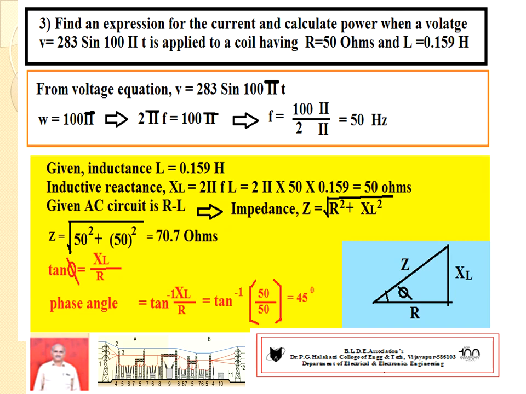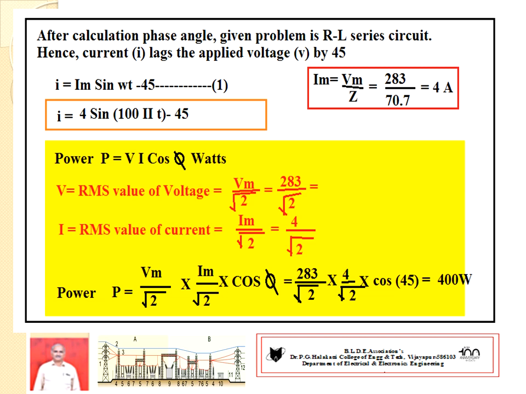From the impedance triangle, tan phi equal to XL by R. Therefore, phi or phase angle equal to tan inverse of XL by R. So, tan inverse of 50 by 50, tan inverse of 1. Finally, I am getting 45 degrees. After knowing the phase angle equal to 45 degrees, then I need the Im.